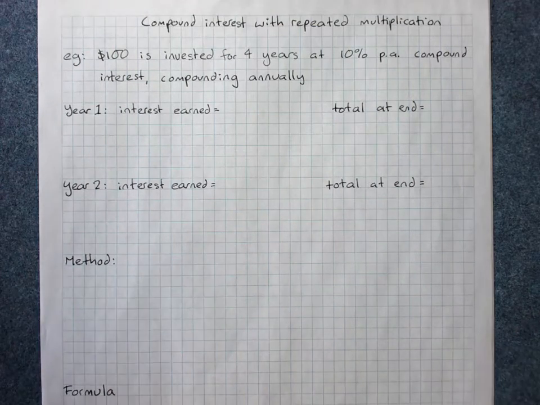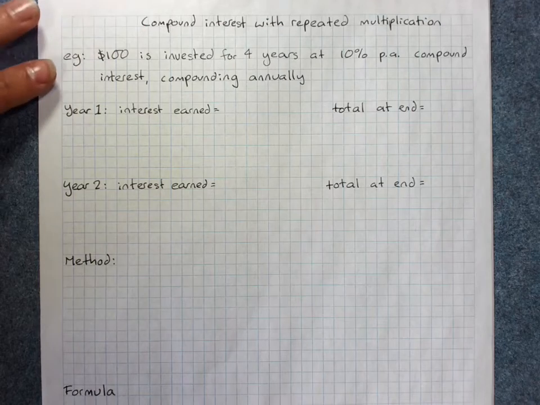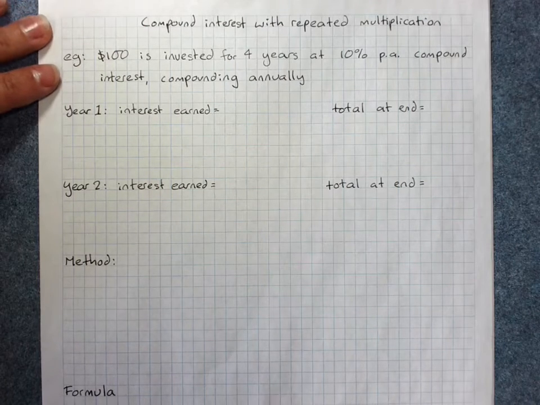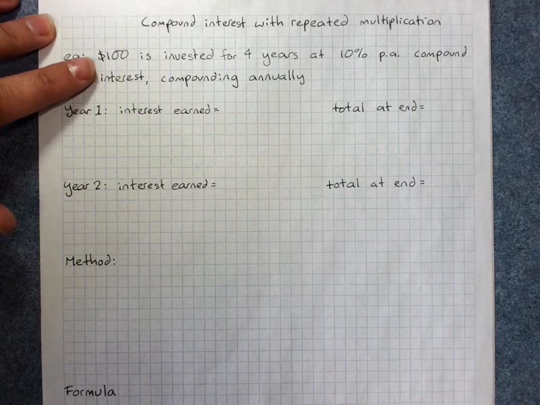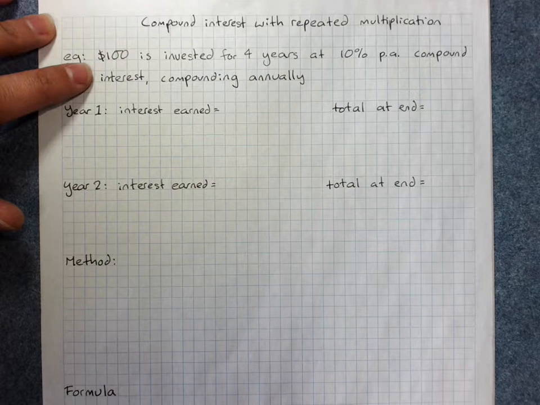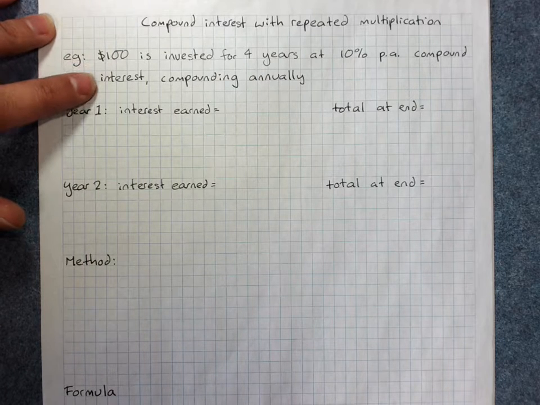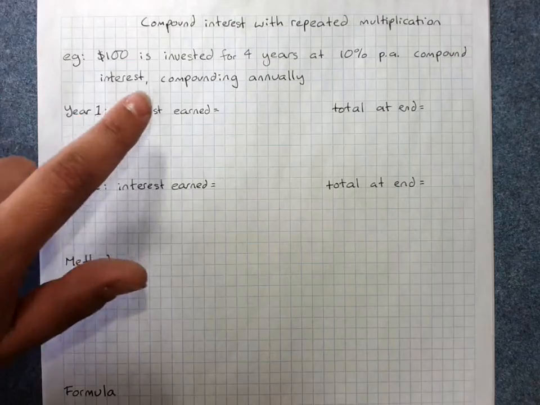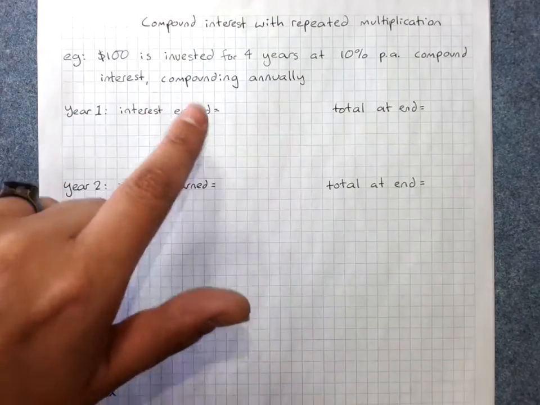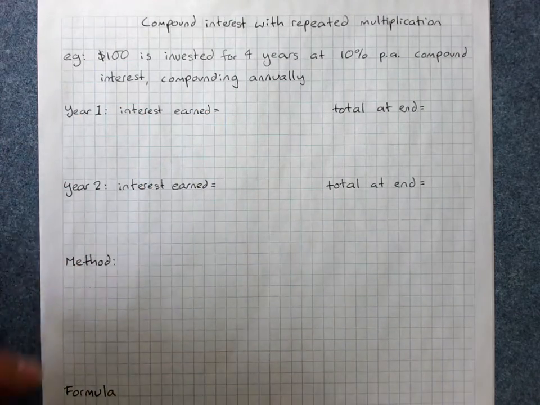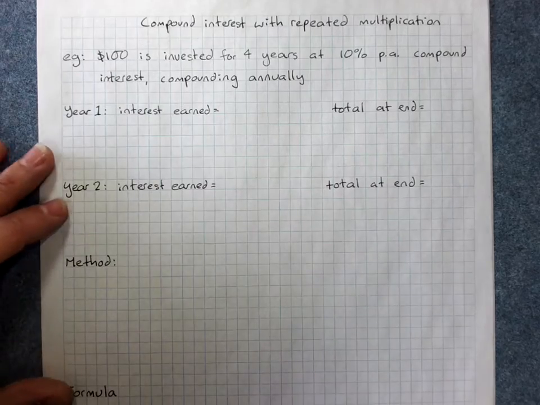Compound interest with repeated multiplication. Previously, we used a table to work out our compound interest, and we looked at the problem where $100 is invested for 4 years at 10% per annum compound interest, compounding annually. Compounding annually says they calculate the interest and add it on once per year.